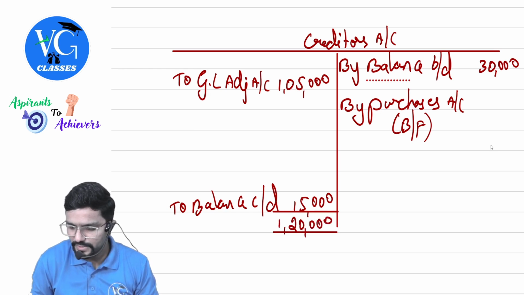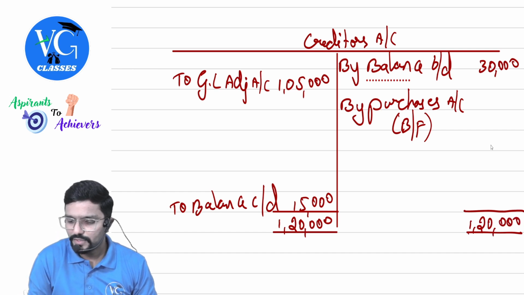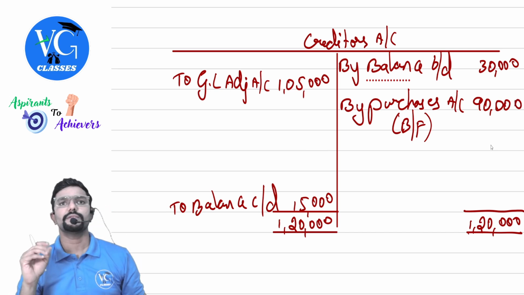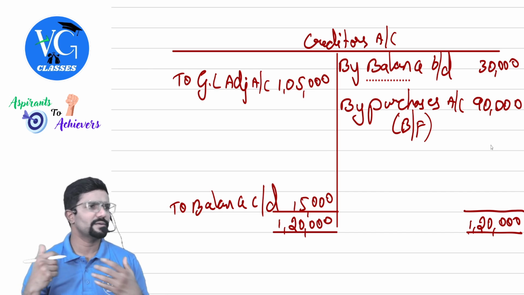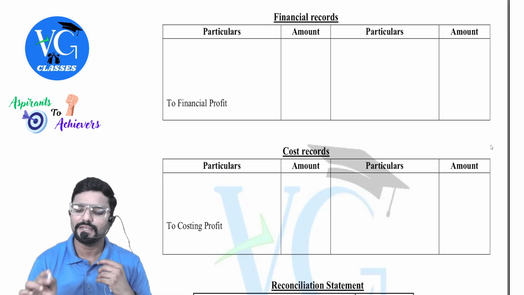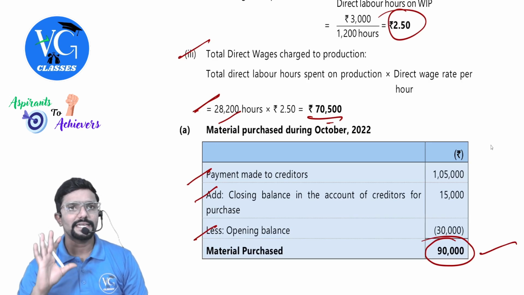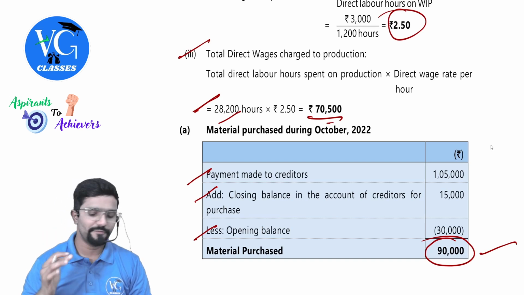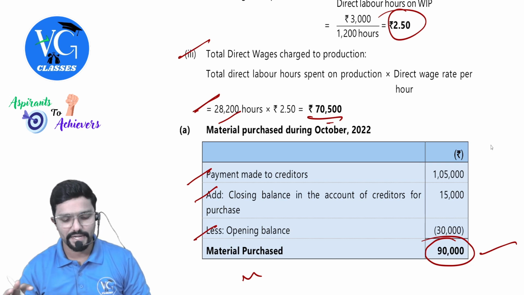1,20,000. 1,20,000. Balancing figure now. 90,000. Balancing figure is 90,000. So purchase is 90,000. Yes, you can do this way also, guys. Here also will we get the same answer, sir? Yes, sir. Same 90 we have got it. Guys, please be careful. Entire purchase is assumed to be on credit. If you want, you can mention here. Entire purchase is assumed to be on credit.